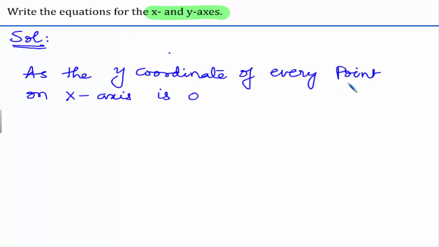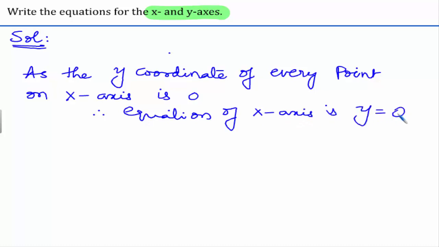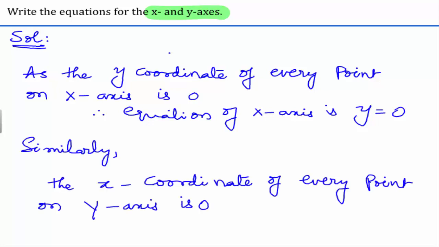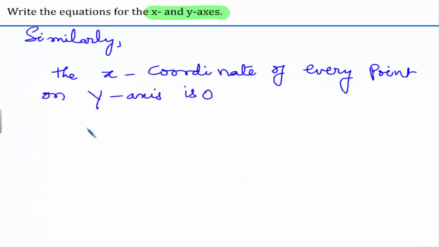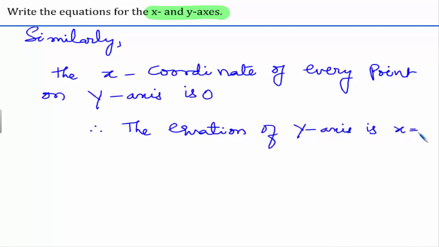As the y coordinate of every point on x-axis is 0, therefore, equation of x-axis is y is equal to 0. Similarly, the x coordinate of every point on y-axis is 0. Therefore, the equation of y-axis is x is equal to 0.